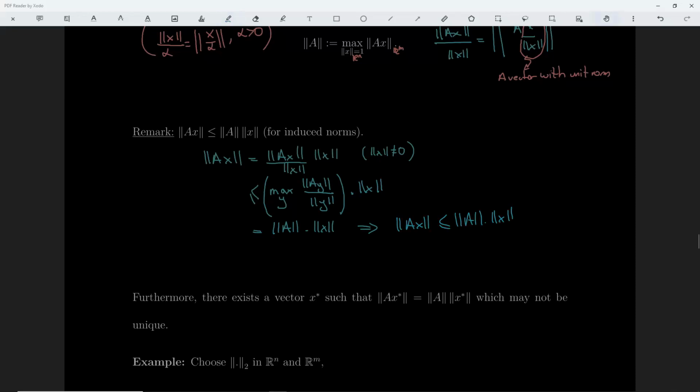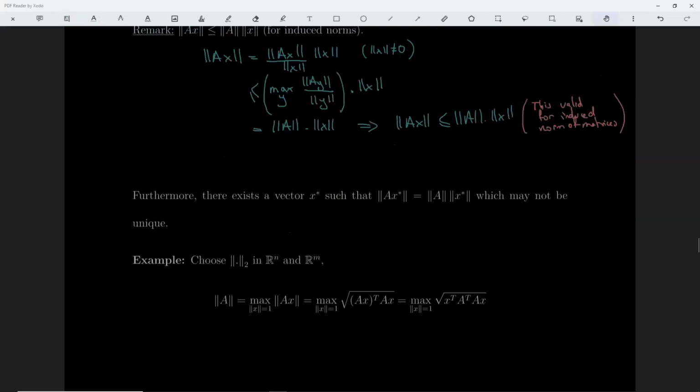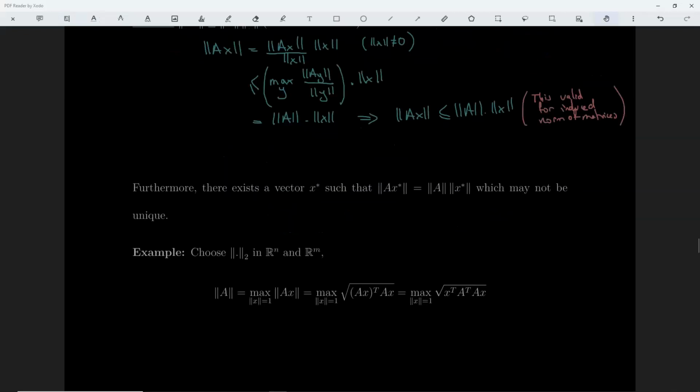So this is only valid for the induced norm of matrices. So write that down: induced norm of matrices. And furthermore, there exists a vector x star such that norm of A x star is equal to norm A times norm x star, and that vector might not be unique.